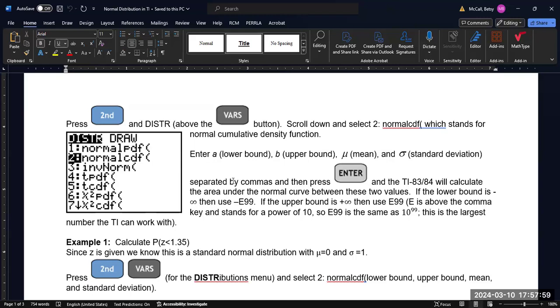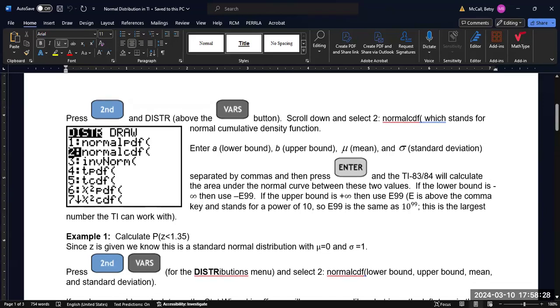So always the CDF. Now, what we're going to have to specify is a lower bound and an upper bound, in the order lower first, then upper. Then we're also going to have to specify the mean and the standard deviation. In the classic mode, you would then have to separate all of these by commas. If you're using the stats wizard mode, then you'll get a list on the screen of what to put where. So after you select the normal distribution, let's go through and do an example.